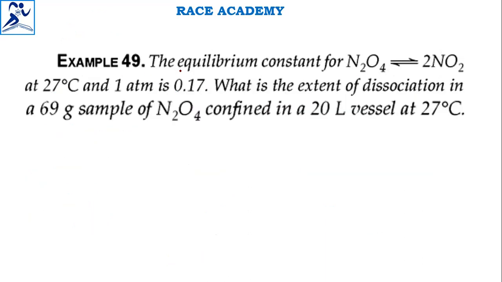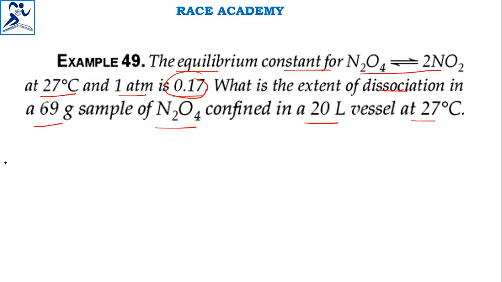The equilibrium constant for N2O4 giving rise to 2NO2 at 27 degrees Celsius and 1 atmosphere pressure is 0.17. So they have given the equilibrium constant value. What is the extent of dissociation in a 69 gram sample of dinitrogen tetroxide confined in a 20 liter vessel at 27 degrees Celsius?